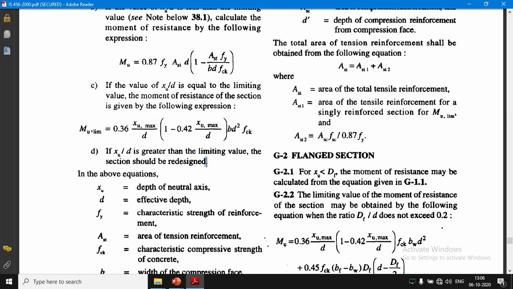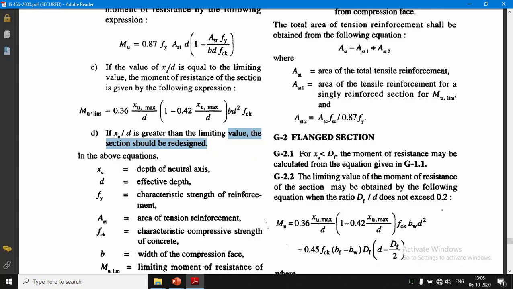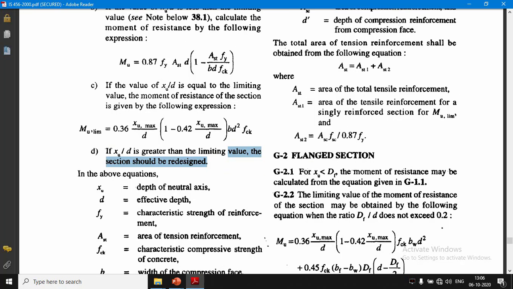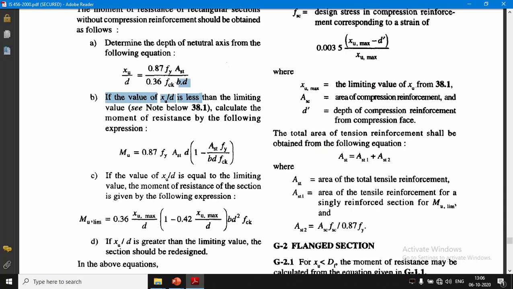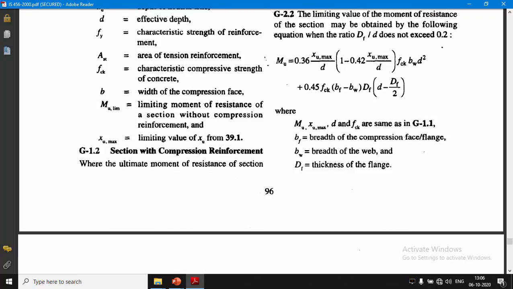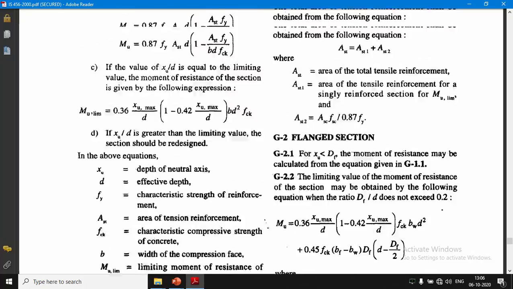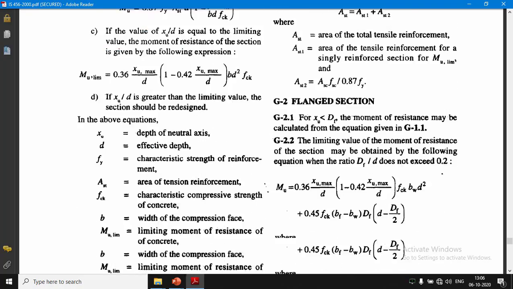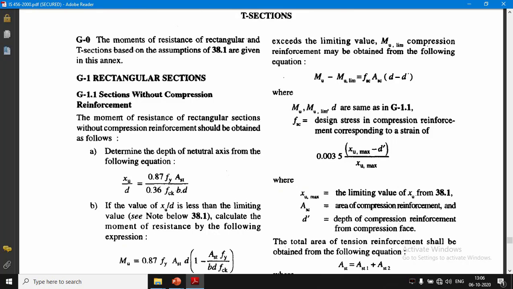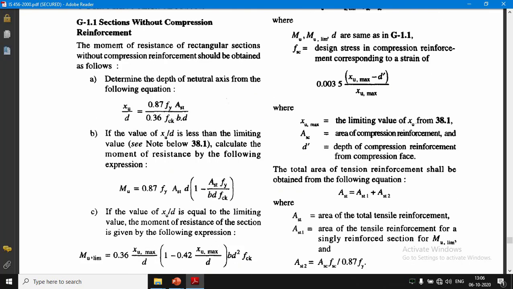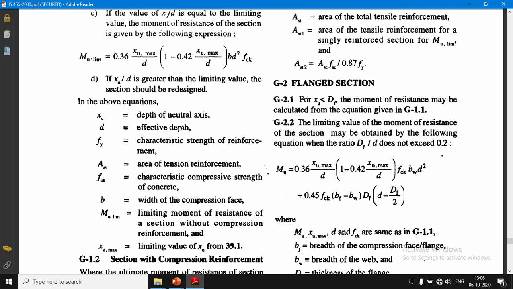For example, if xu by d is greater than the limiting value, then we have to redesign the section. Already this also we have seen. All the things you have seen just now are given in the code book itself. How these formulas come about, we have seen in the video. So this is regarding the singly reinforced section. If you want to go for a doubly reinforced section, that is for compression reinforcement, again they have given the formulas. This we will try to cover in the next video.